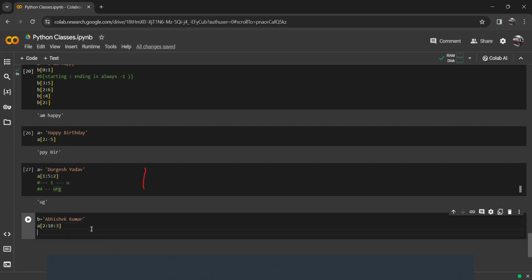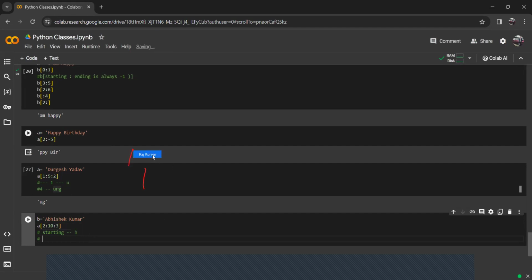Now tell me, first you will tell me the starting. Starting will be from where? Yes, starting will be from H. Okay. Now, what will be the ending index? Rajkumar, don't do this thing. Don't try to annotate anything on the screen. Okay. So now tell me, what will be the ending? Tell me the ending value.